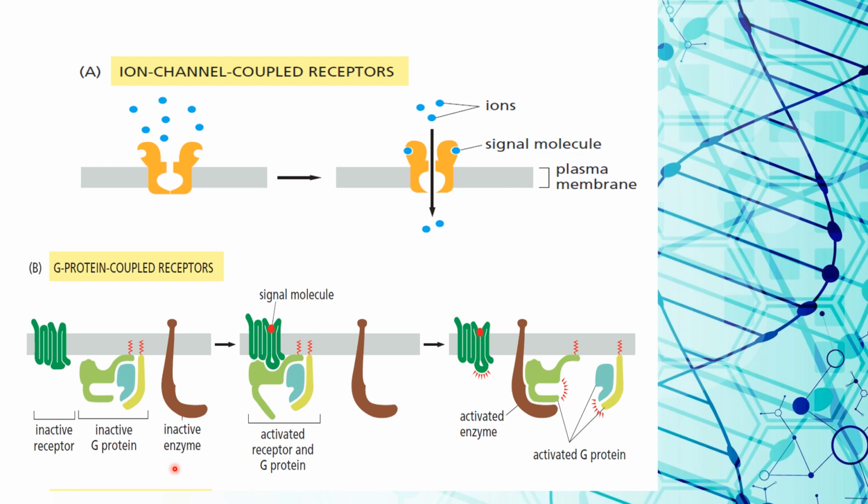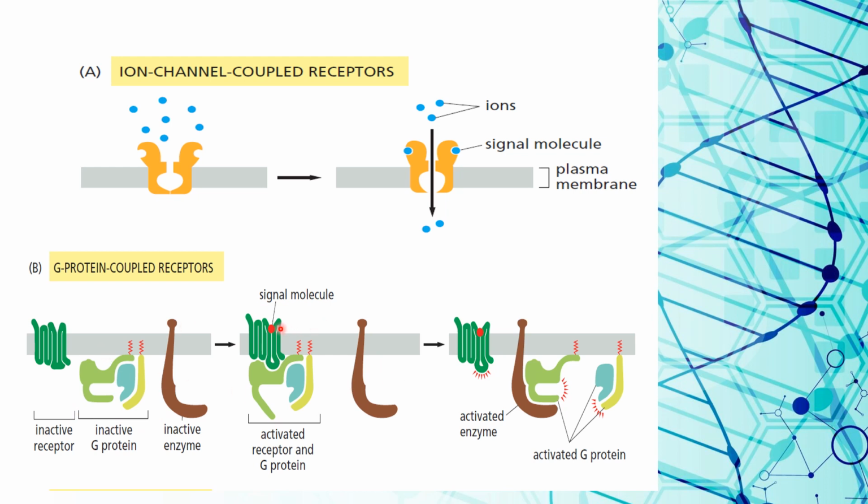Now what happens once there is a signaling molecule? Once the signaling molecule binds to this receptor, it leads to the activation of the G protein. And once the G protein is activated, it leads to the activation of this enzyme which was bound to the membrane. An important thing about G protein coupled receptors is that the receptor you see here is a serpentine, so it traverses the plasma membrane 7 times. We'll be talking about GPCRs in most of the signaling processes.